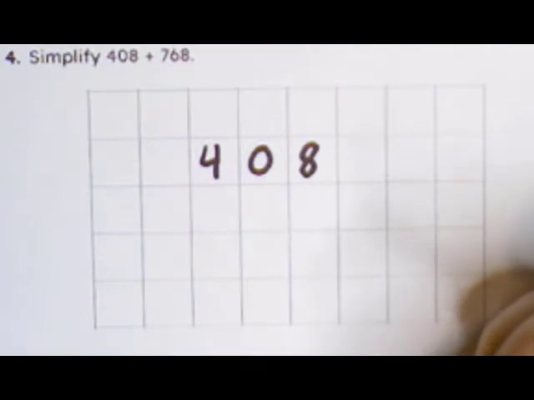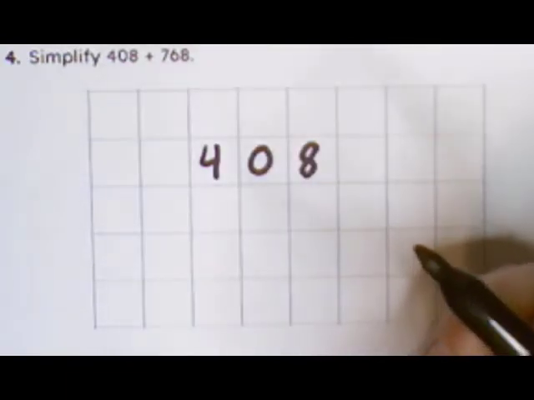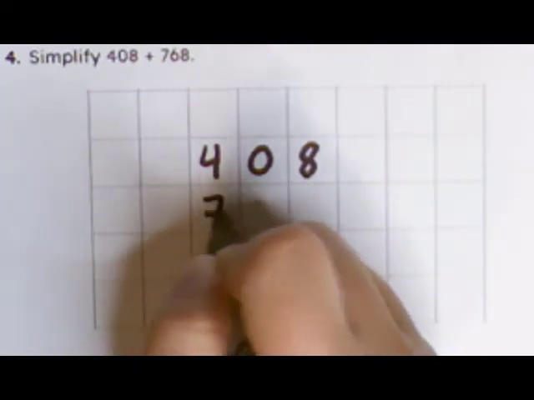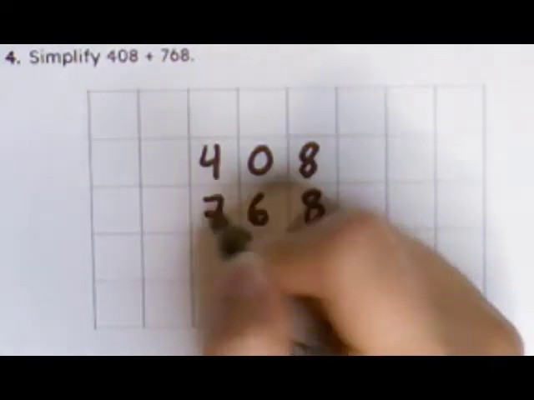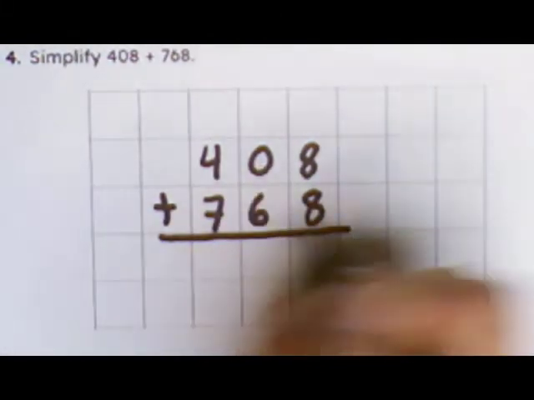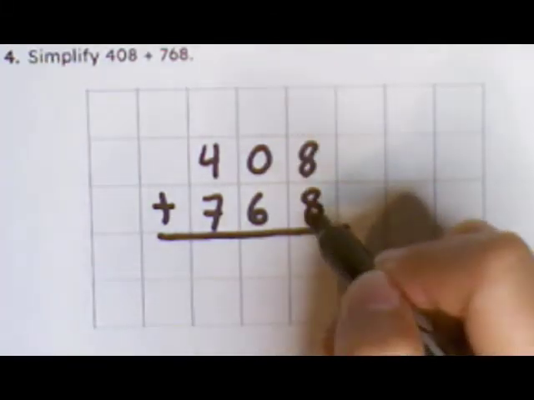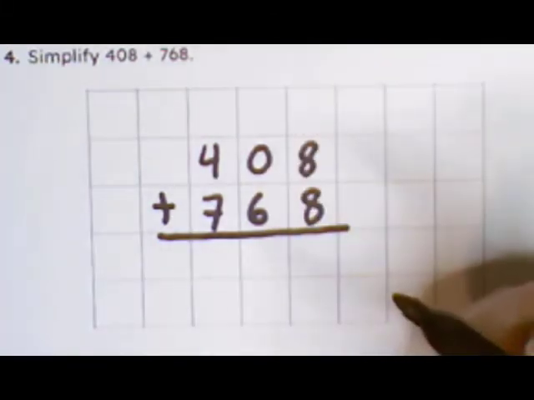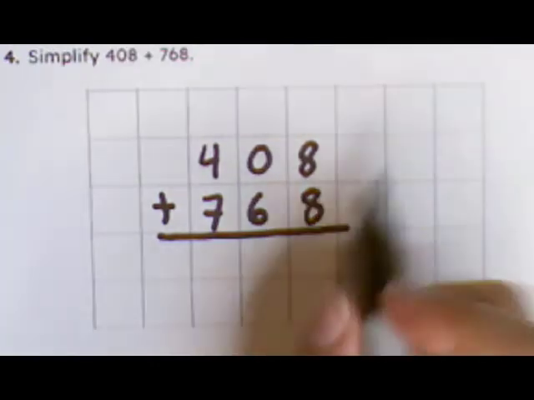So I have 408, noting that I'm writing a number in each of these boxes, because when I write the 768, I want to keep my columns lined up. So I'm combining my ones, I'm combining my tens, and I'm combining my hundreds. 8 ones and 8 ones is 16 ones. And that's like having 6 ones and 10 ones.